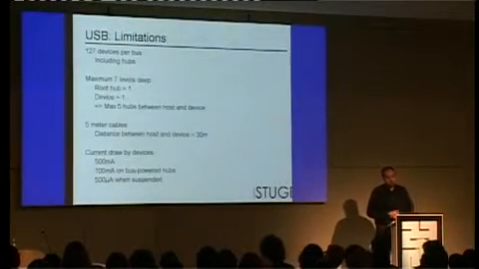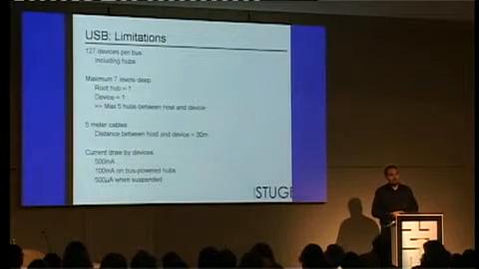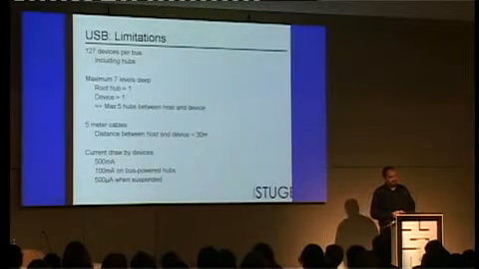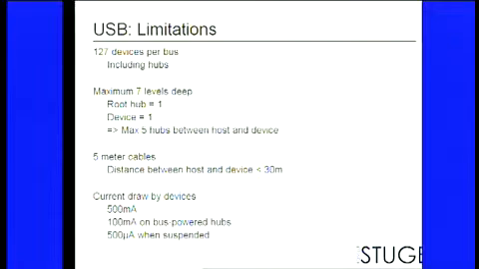There are some limitations to USB. You can only have 127 devices per bus, including hubs. So you can't go completely crazy, but 127 devices is still a lot. You can go maximum 7 levels deep. So the host is 1 level, your end device is 1 level, and the hubs in between also take 1 level each. And you can have a maximum of 5 hubs, or active extension cables, which are also hubs.